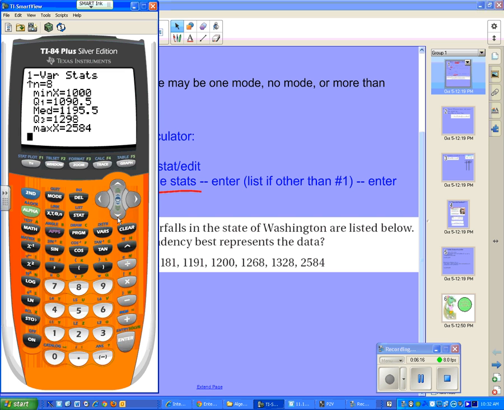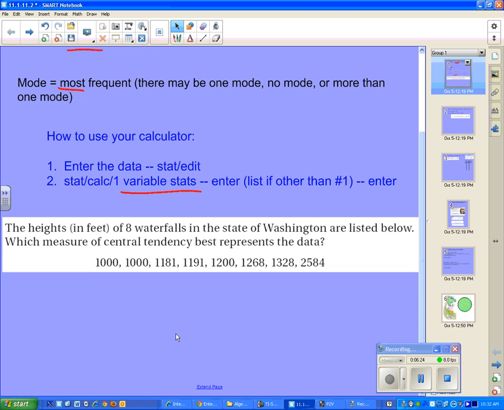The mode isn't up there. So that's something that you have to figure out on your own. Your calculator doesn't tell it to you. Okay, so what would our mode in this problem be? 1,000. That's the only number that happens more than once. Questions? Okay.